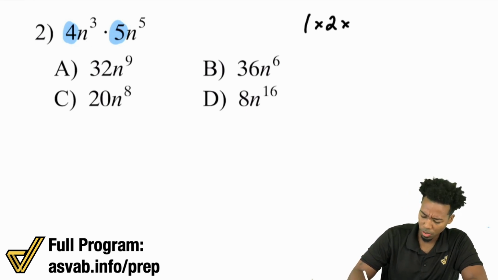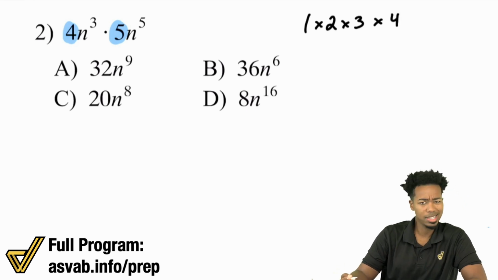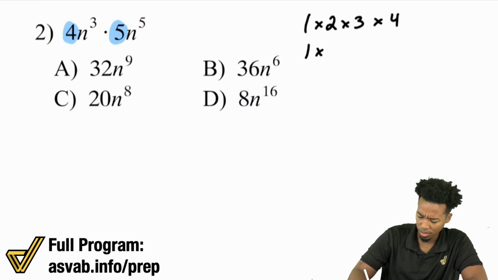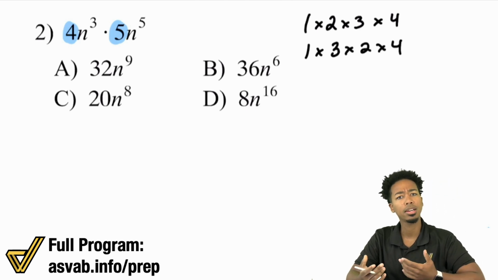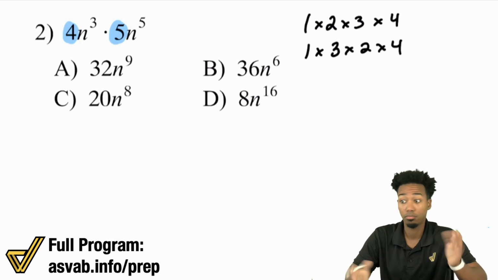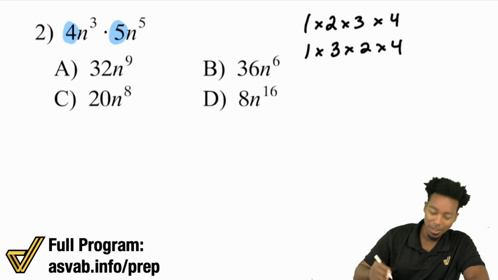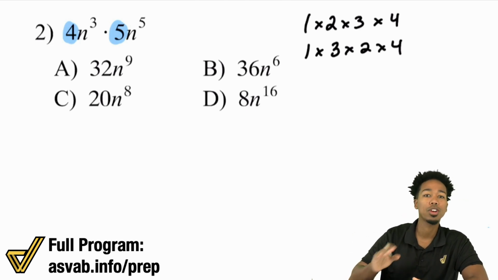1 times 2 times 3 times 4, my party people, that's the same thing as saying 1 times 3 times 2 times 4. Remember that when you're multiplying a bunch of things straight up, you can rearrange the order that you multiply them. So you're good. You don't have to really worry about that. You're fine. And so I can go ahead and multiply in any which order I want.